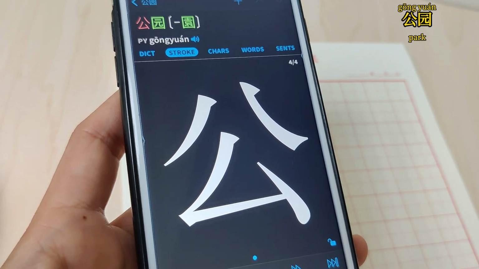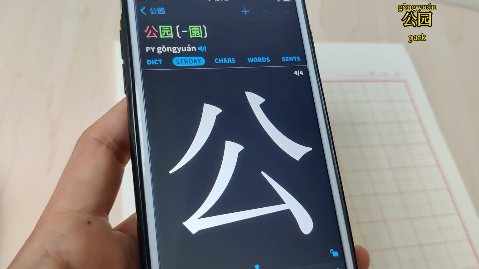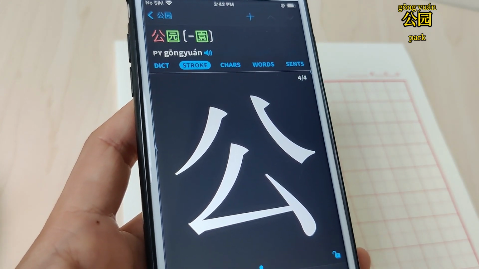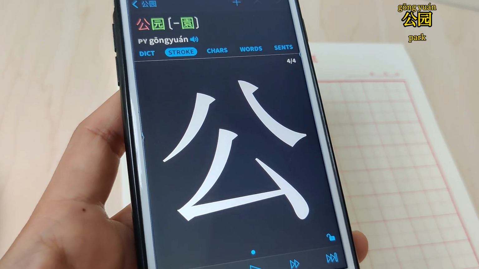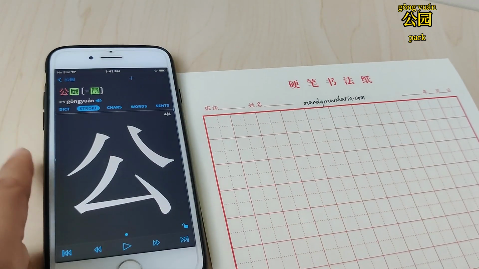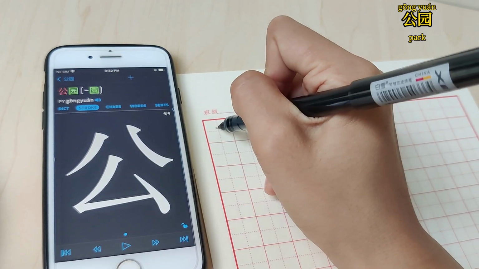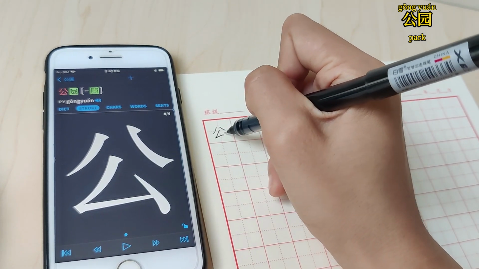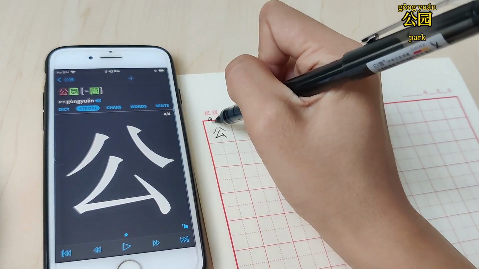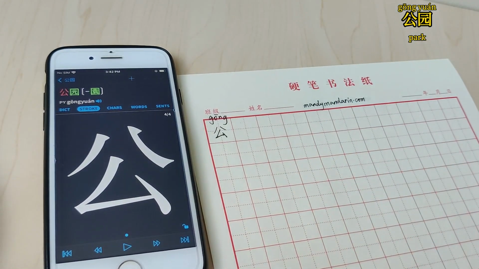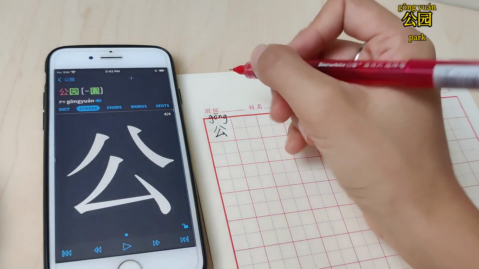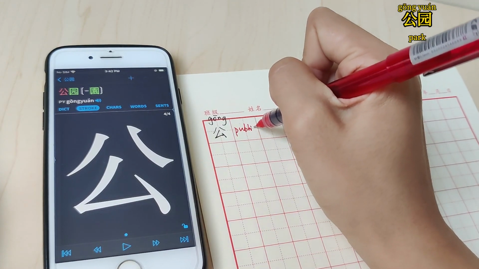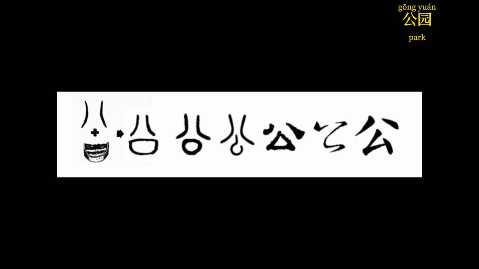It's our old friend. We talked about it twice at least, I remember. Okay, so now let's do a very quick review. We have 1, 2, 3, 4. 公, and 公, it means public. Here's the evolution of the character 公. On the top part of it, it represents split. And underneath, it's the things that are going to be split.